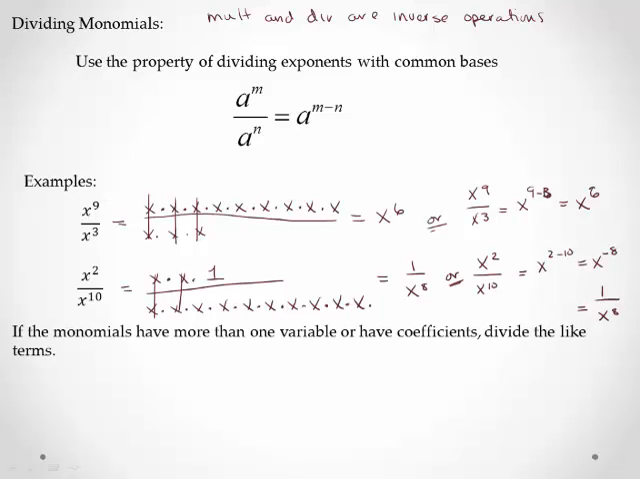If you have more than one variable or have coefficients, you divide the like terms. 18 divided by 3 is 6. 18 is larger, so the 6 is on the numerator. 12 minus 5 is 7. 12 is larger, so the 7 is in the numerator. 9 minus 1 is 8, but the 9 is larger, so the 8 is in the denominator.